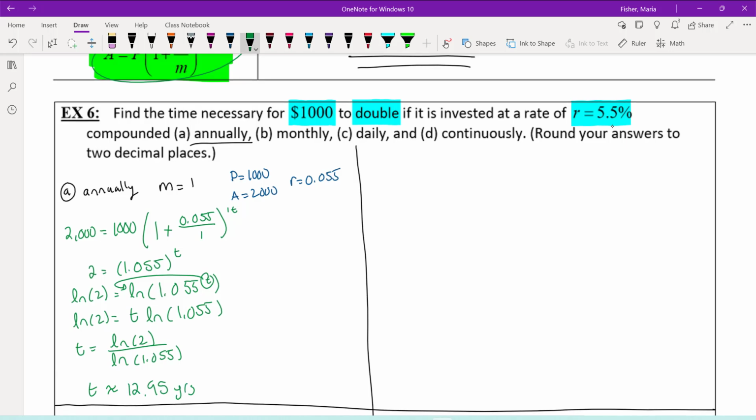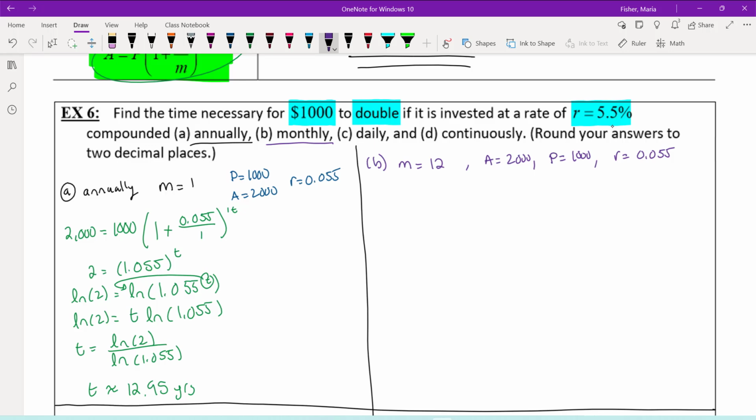Part B, monthly. How much is it going to take for monthly? Part B just means that my M is equal to 12. Everything else remains the same. A is still going to be 2,000. P is still going to be 1,000. And R is still going to be 0.055. We're still using the formula for compounded interest.